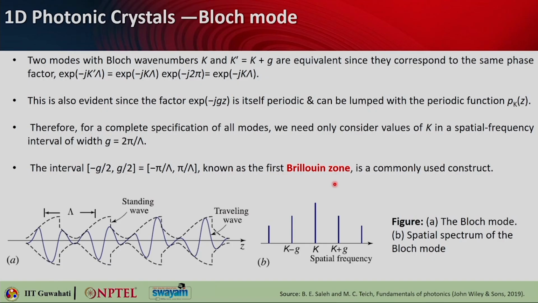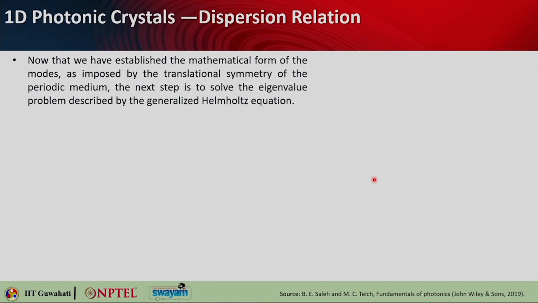And Brillouin zone, if you remember the concepts from lattice, Brillouin zones are the small portion of the lattice that can be reproduced, replicated to form the actual lattice. So, this is a commonly used construct in periodic crystals. Okay. So, now that we have established the mathematical form of the modes, we know how the modes look, as imposed by the translational symmetry of the periodic medium.